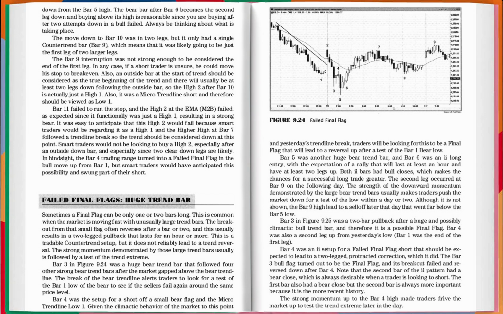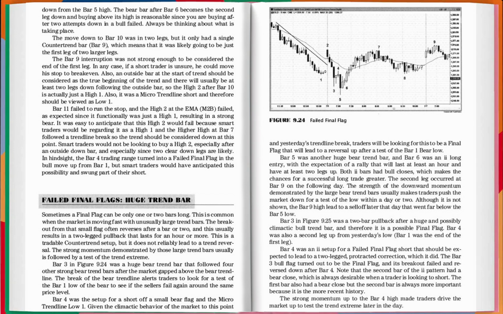Failed final flags, huge trend bar. Sometimes a final flag can be only 1 or 2 bars long. This is common when the market is moving fast with unusually large trend bars. The breakout from that small flag often reverses after a bar or 2, and this usually results in a 2-legged pullback that lasts for an hour or more. This is a tradable countertrend setup, but it does not reliably lead to a trend reversal. The strong momentum demonstrated by those large trend bars usually is followed by a test of the trend extreme.